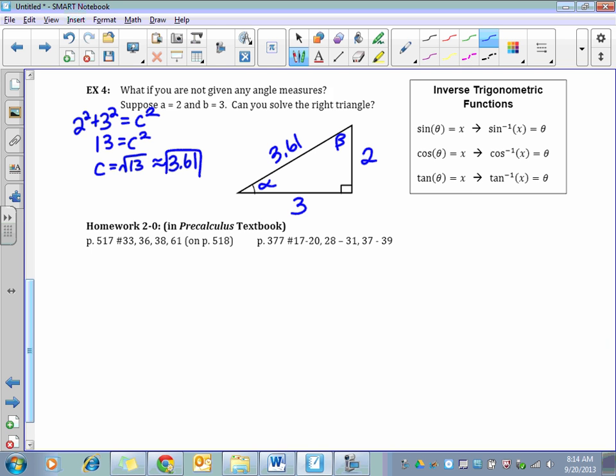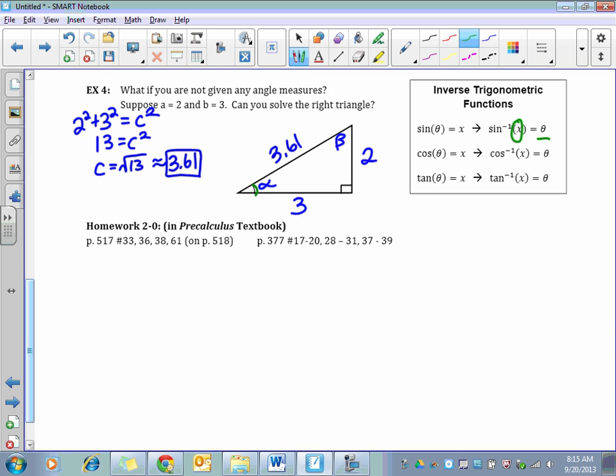So that helps us with the missing side length, but that doesn't help us with the angles. So to find angles, our trigonometric ratios are between side lengths, but we also have inverse trig functions. So if I was given the ratio, I could get the angle using inverse sine. So here I have two side lengths that I know, so I can use that to find the angle.